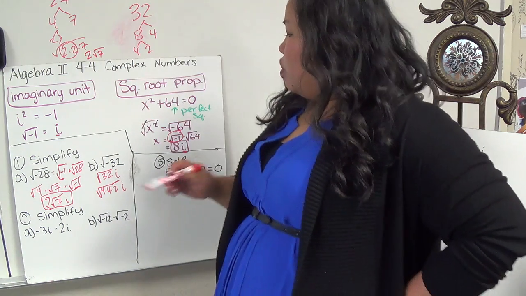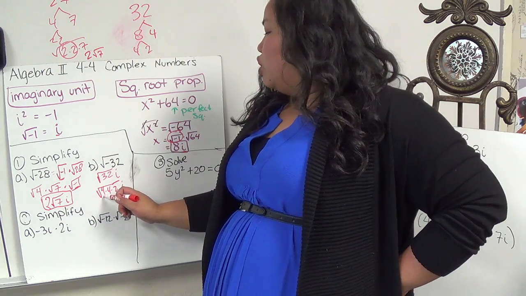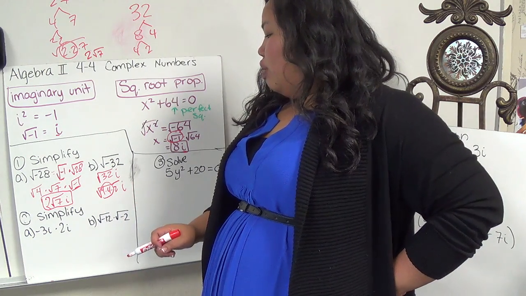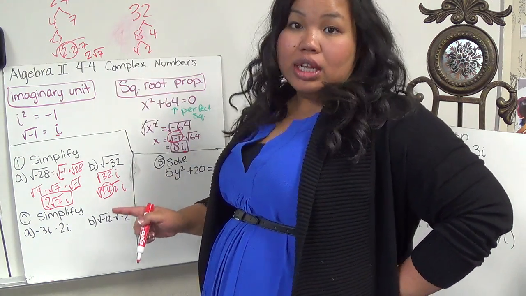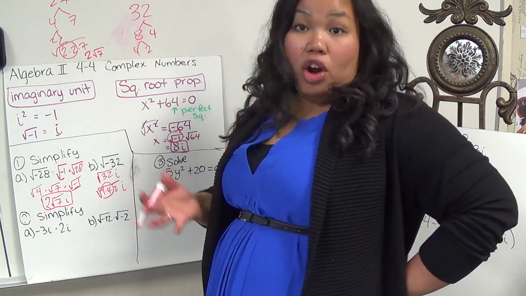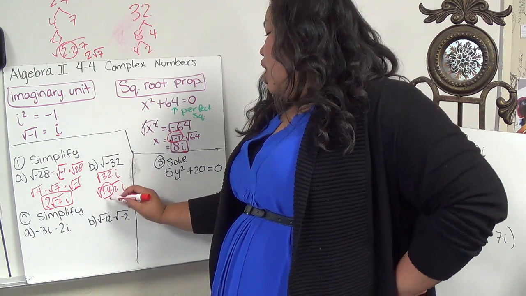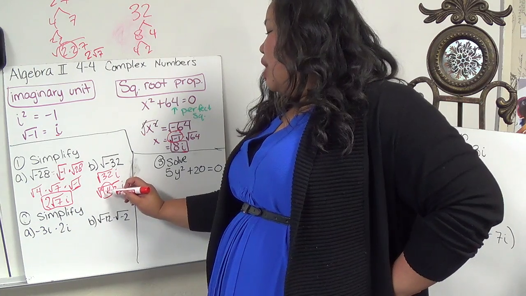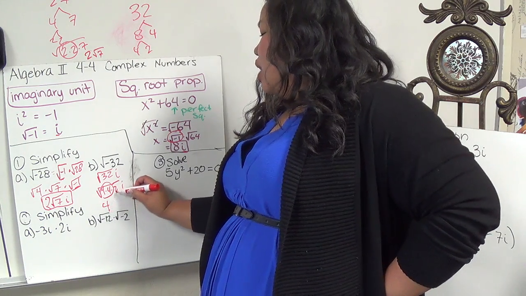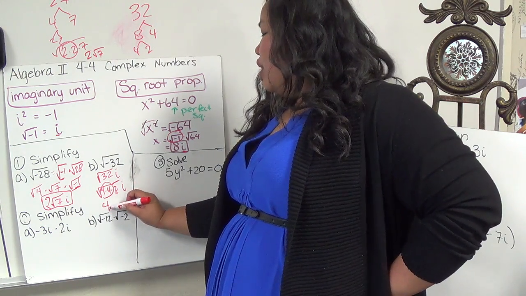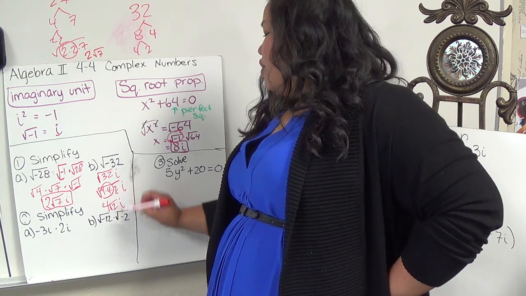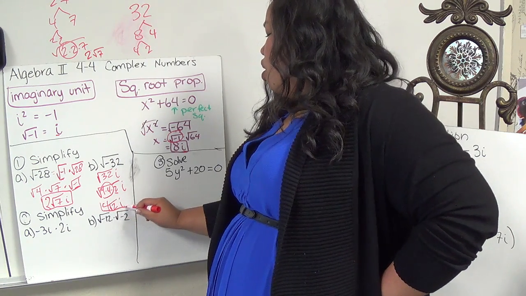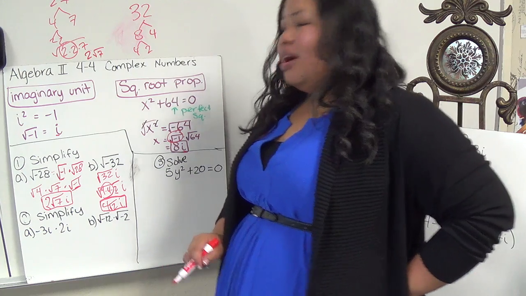So I can do the same thing with 32. I have 2 sets of 4. If I didn't, I'd keep going until I find 2 sets of the same number. Because these 2 in the square root represent 1 on the outside, this 2 is still left on the inside, and then I have an i. So my answer is 4 root 2 i.